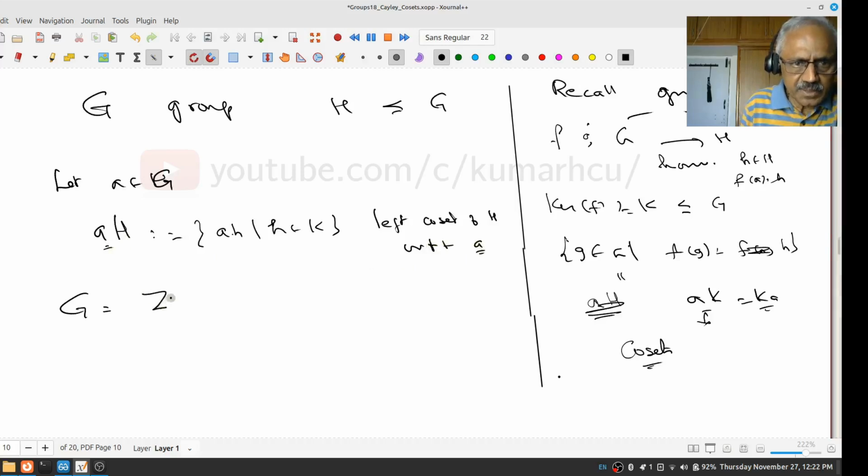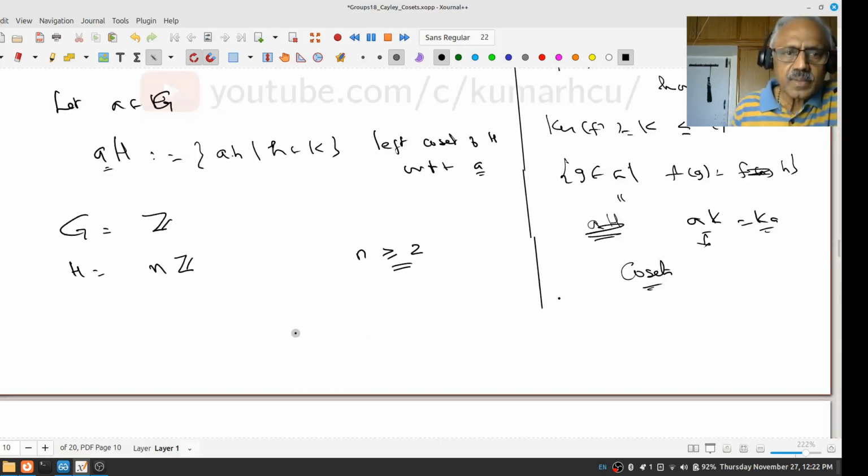So let us try to look at a specific example. Let G equal to Z, of course under addition. My H equal to, let us say, n times Z. Let us assume n is greater than or equal to 2, natural number. Right? Now, let me assume some specific example. Let me take n equal to 6. 6 times Z. Right? Now, let me take a equal to 10.